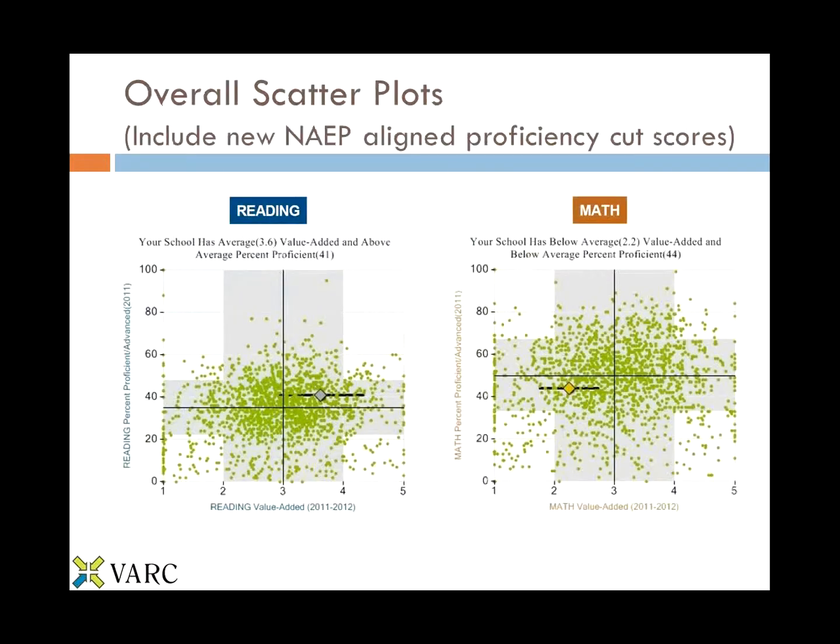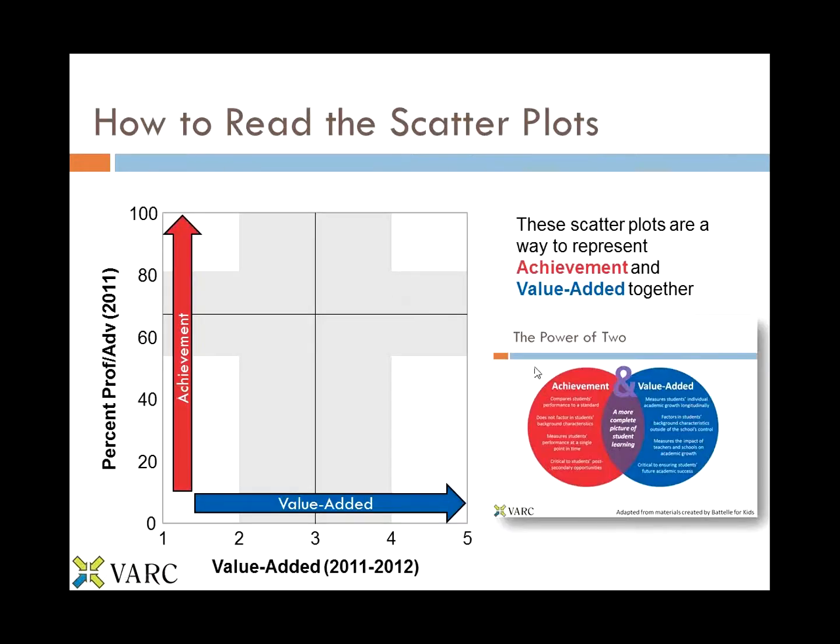For people that have not seen this before, on the x-axis we have the value added for these schools. And on the y-axis, we have the percent proficient or advanced on the pretest, that starting point. This is how we're thinking about the power of two measures. We want to know how much my students know, but also how much my students grow. So remember the power of two: we've got achievement and we have value added. What we're doing is plotting both of these things on our scatter plots.